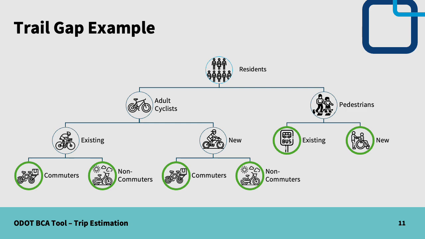For this example, we'll use guidance from the NCHRP Report 552, Guidelines for Analyzing the Benefits and Costs of Bicycle Facilities, as well as real census data and example trail counts. We'll start by determining the number of residents within our impact area.